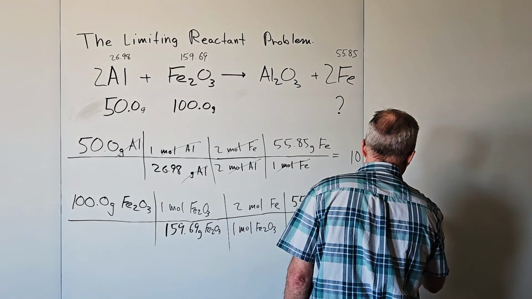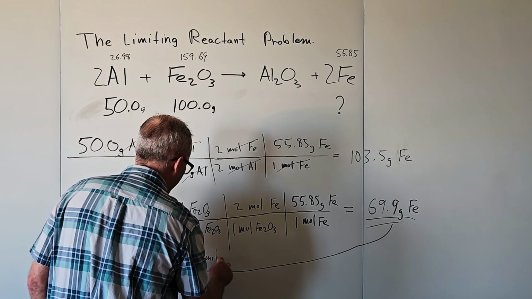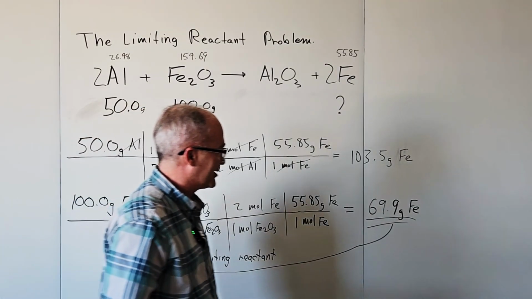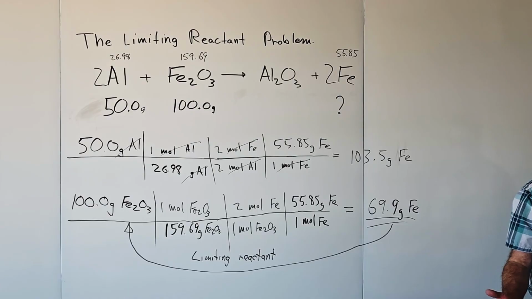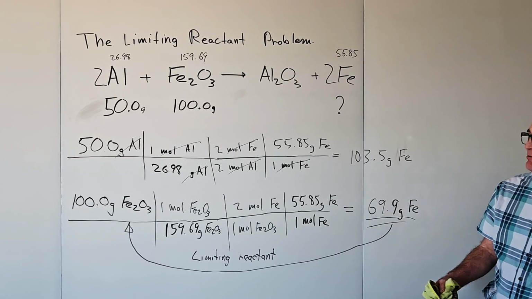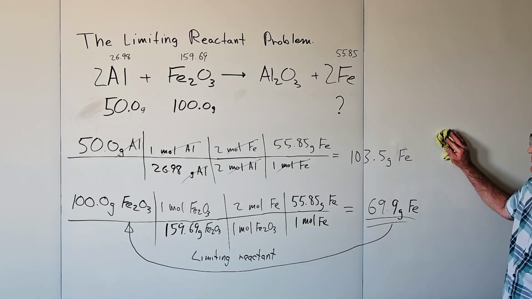All right, so the reactant that gives you the smaller amount is the limiting reactant. So what other interesting questions can we ask about this question? How much aluminum's left over? The 6 pieces of bread, 4 pieces of ham, I had 1 piece of ham left over. How many grams of aluminum are left over?